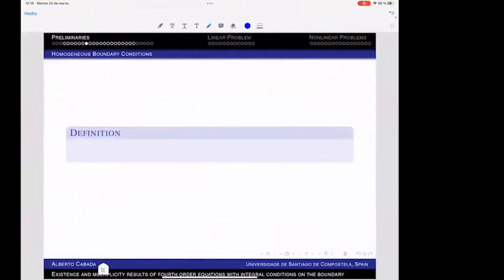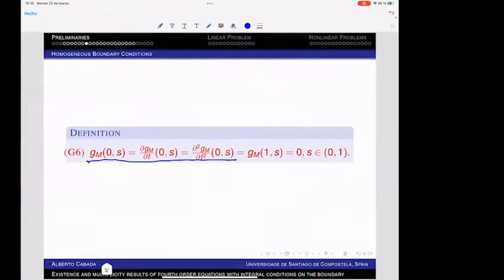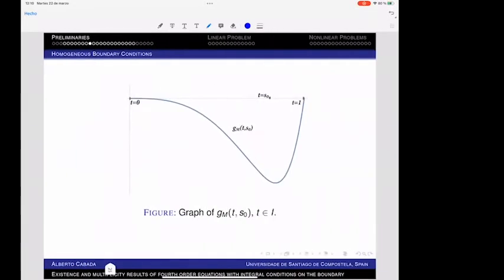And finally, it satisfies the boundary conditions. So it vanishes at 0, first and second derivative, and it vanishes at 1, right? So these are the six definitions of the Green function, and one can show that if we have a unique solution, there exists a unique Green function, and it is characterized by these six properties.